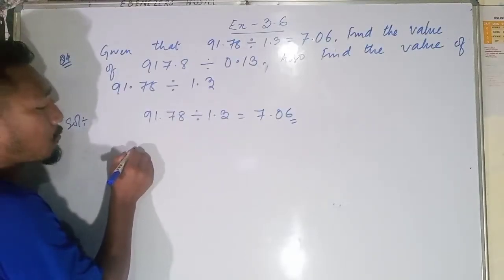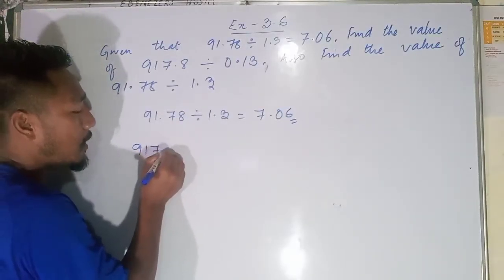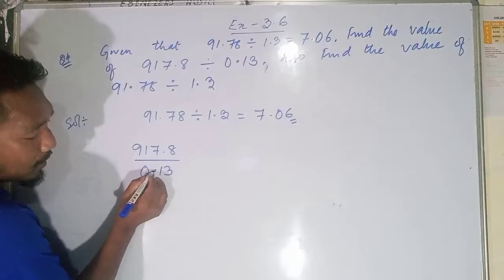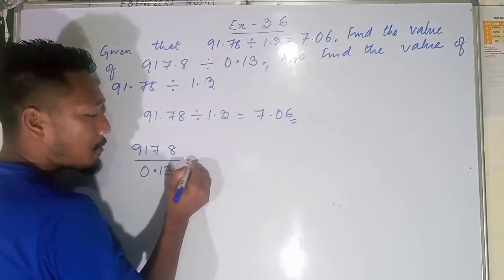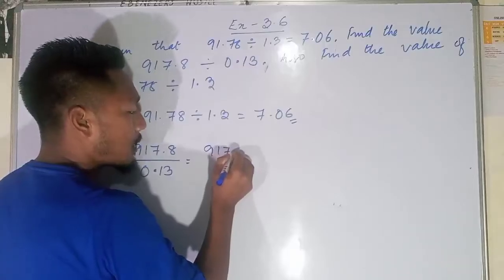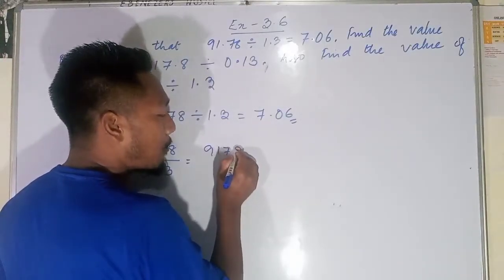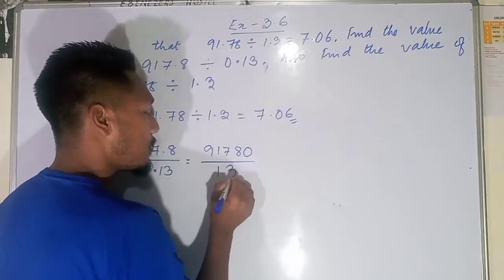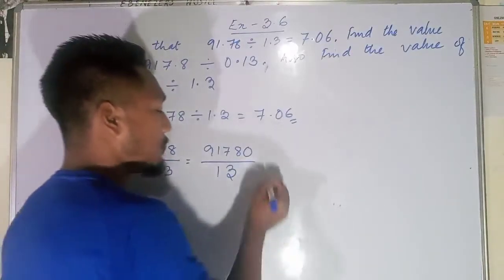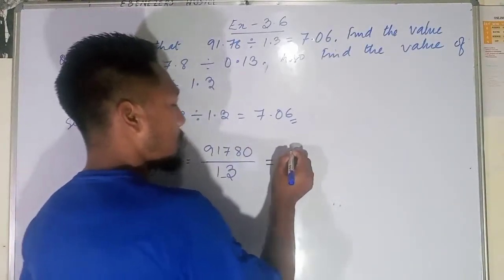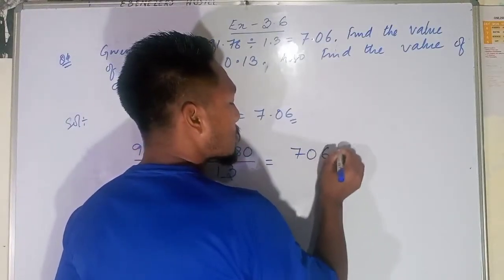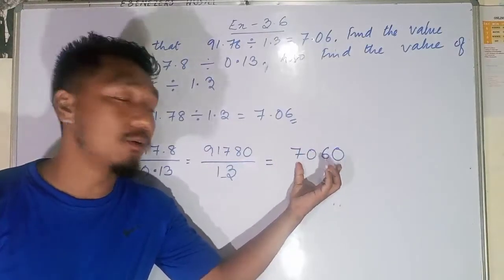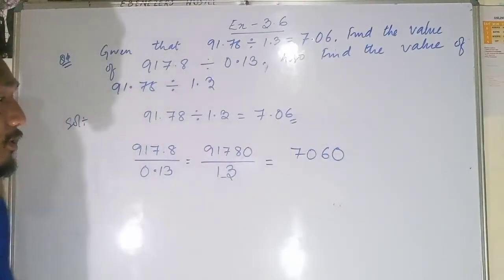Again, you are asked to find 91.78 divided by 0.13. Since we have two digits after the point, I have to move this point two places. One place is already there, one more zero I have to put, again divided by 13. If you divide 13 into this number, you will get 7060. Because no point is there, it becomes 70, and one more zero extra is there, so it becomes 7060.